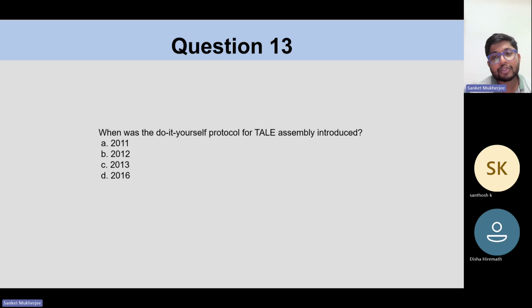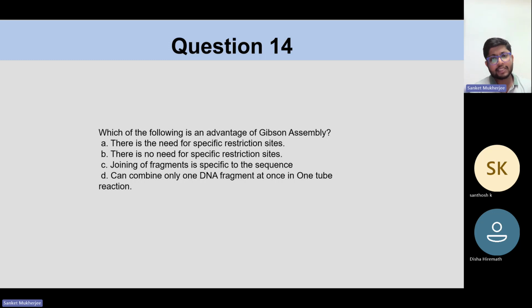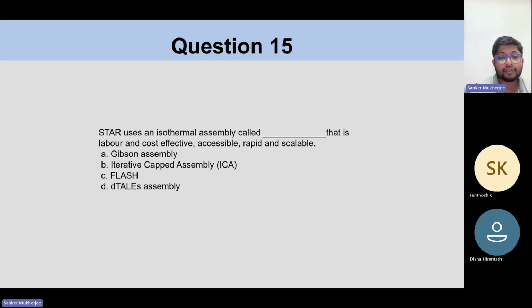When was the do-it-yourself protocol introduced? Was it 2011, 2012, 2013, or 2016? 2013. You're right. Which of the following is an advantage of Golden Gate assembly? There is a need for specific restriction sites. There is no need for specific restriction sites. Joining of fragments is specific to the sequence. Or you can combine only one DNA fragment at once in a one tube reaction? There's no need for specific restriction sites in Golden Gate assembly. It's about assembling TALs. You can read about it.